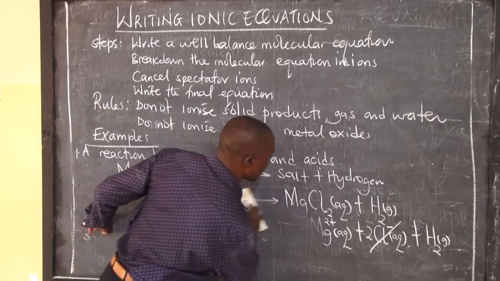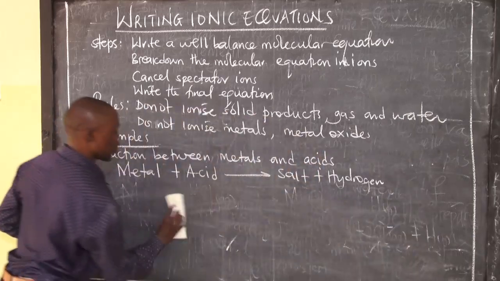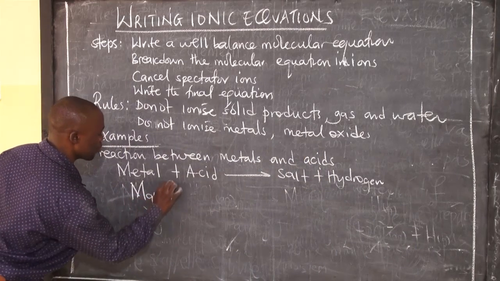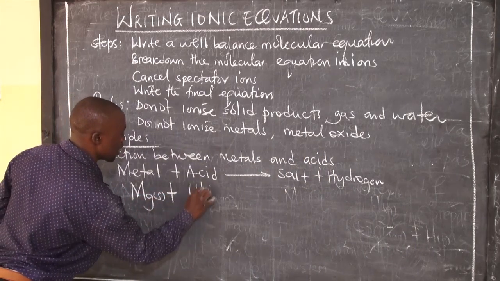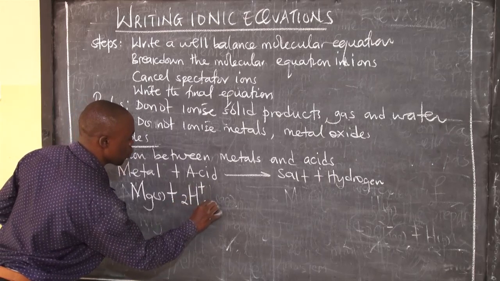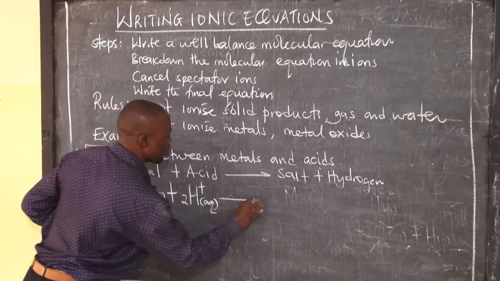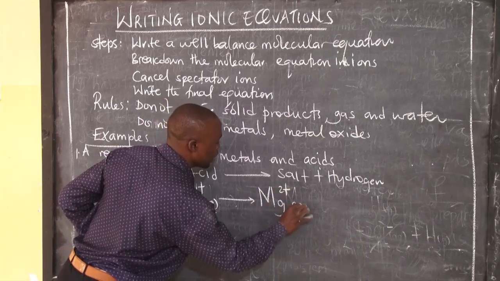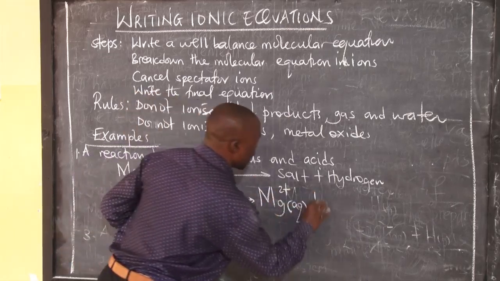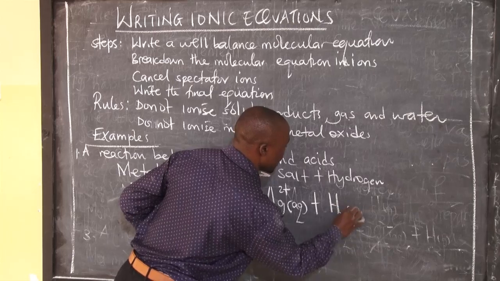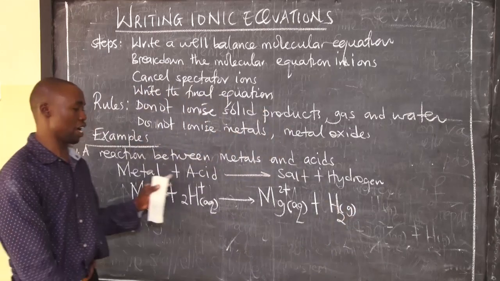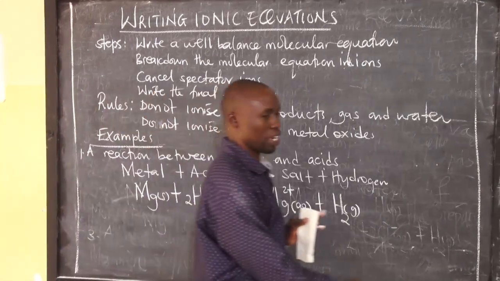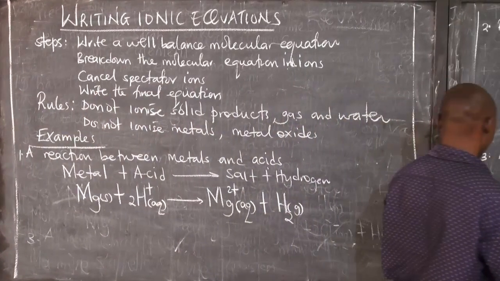Hope you follow that. The final equation now will be magnesium plus hydrogen ions, they weigh 2, giving us magnesium 2+ ions plus hydrogen gas. This is what we call the ionic equation for metals and acids. Let's right away look at example 2.